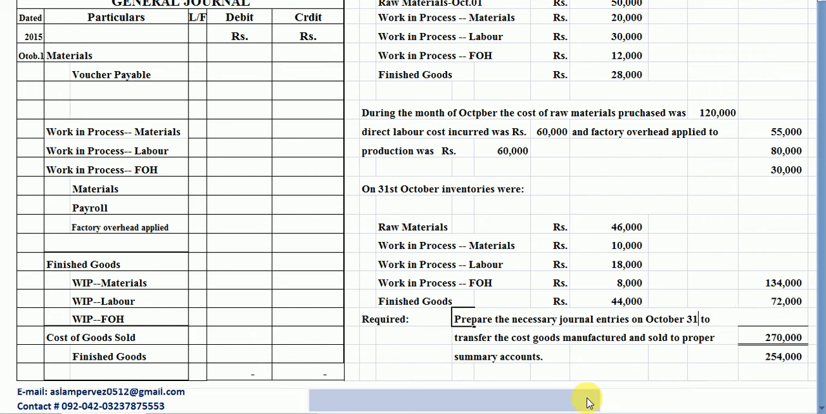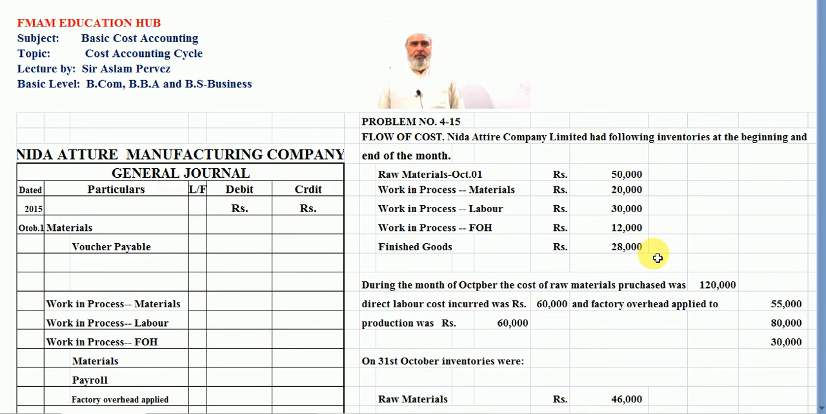First, to transfer the goods manufactured and sold to proper summary accounts. Students, for this purpose, we have to prepare the ledger accounts against the raw materials, work in process materials, work in process labor, work in process FOH and finished goods. Firstly, for this we have to move to the other slide.